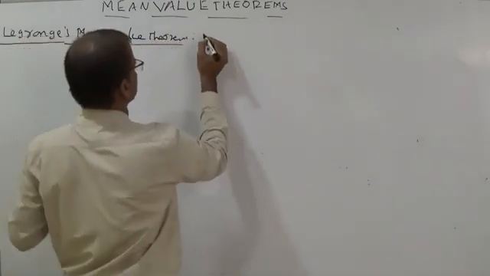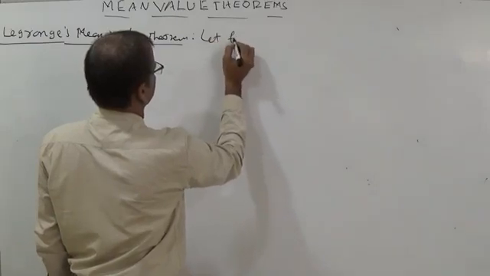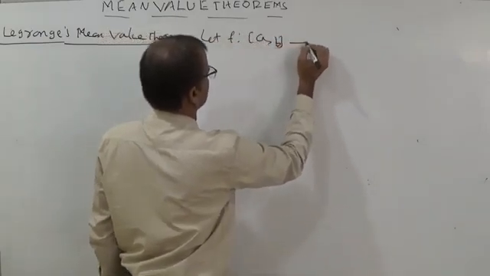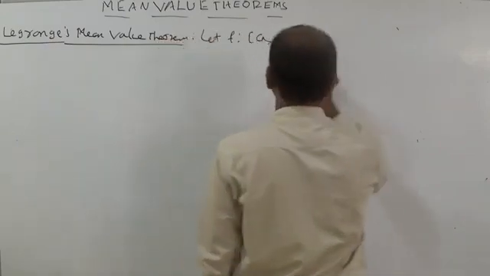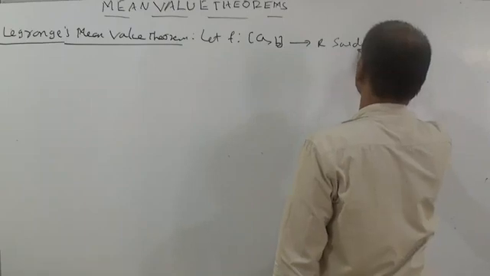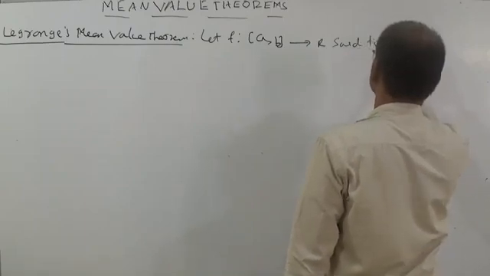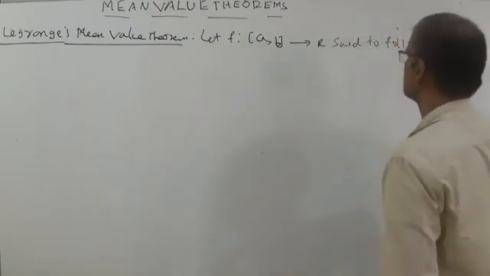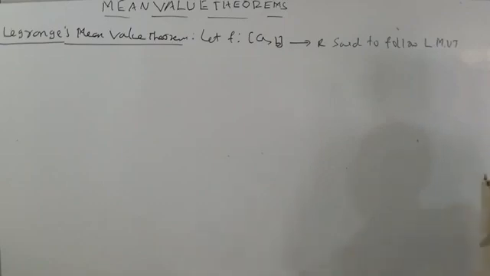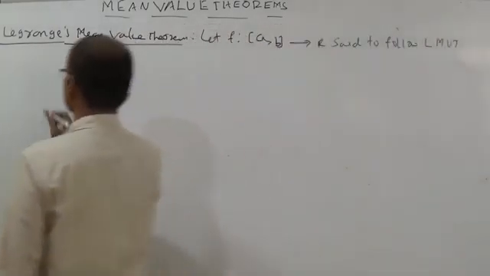Lagrange's mean value theorem. In the same way, you can write: let f map the closed interval [a, b] to R, set to follow Lagrange's mean value theorem. LMVT hereafter I will write like this. Set to follow Lagrange's mean value theorem.